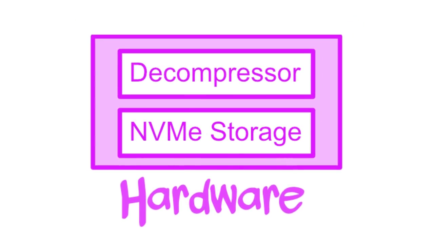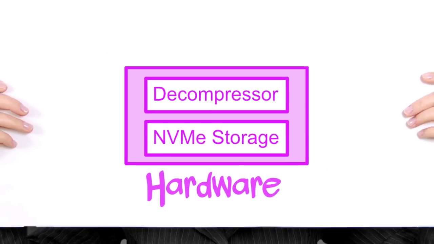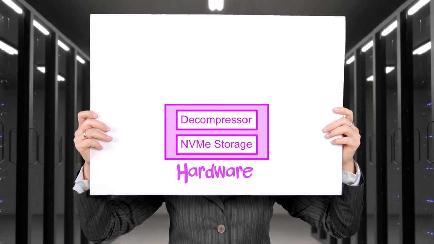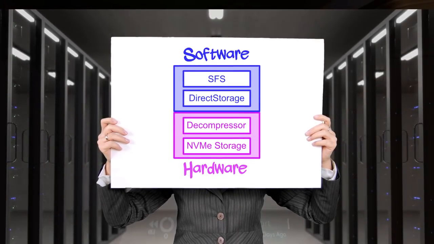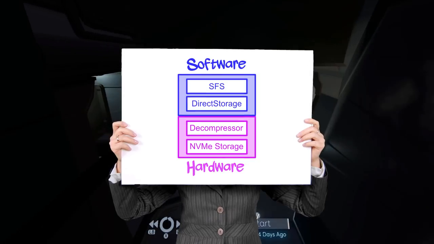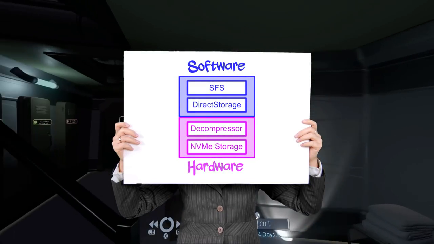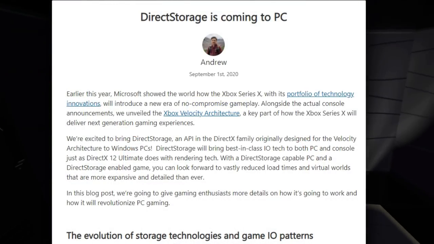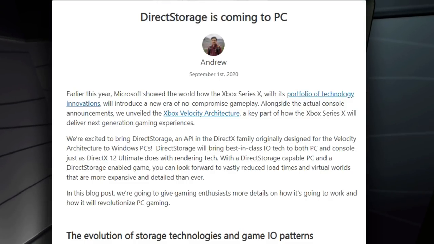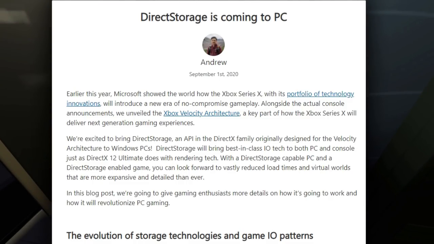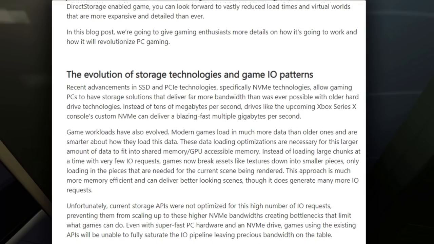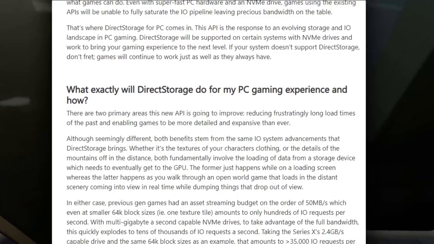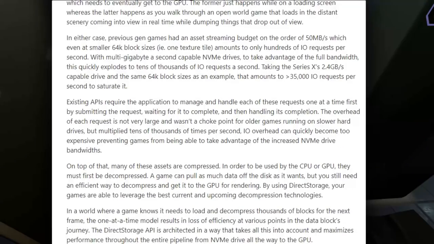So, these two hardware components work together to enable the retrieval of stored data at accelerated speeds, and are utilized by the following two software layers to further optimize not only how, but which resources are loaded. The first software component is the new DirectStorage API. This API, building on DirectX, debuts as part of the Velocity architecture, but it's making its way to Windows 10 with the goal that PC gamers, and not just Xbox Series owners with NVMe drives, will be able to enjoy vastly reduced load times and a more immersive gaming experience.